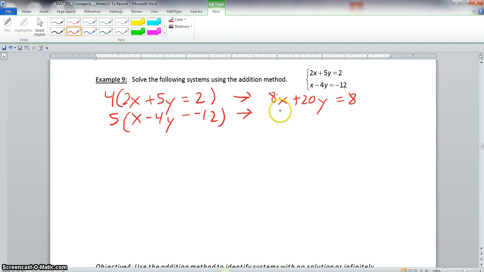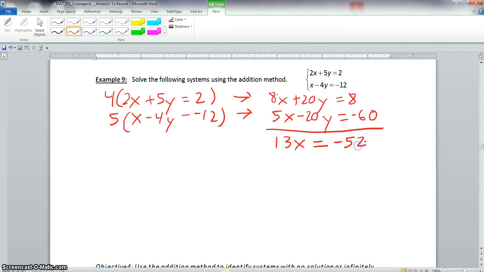Now we take 5 times x, which is 5x. 5 times a minus 4y is a minus 20y. And 5 times a negative 12 is a negative 60. Now we add these two equations together. 8x and 5x is 13x. These y's will simplify out, and it equals 8 minus 60, which is a negative 52. We divide each side by 13, and x is negative 4.